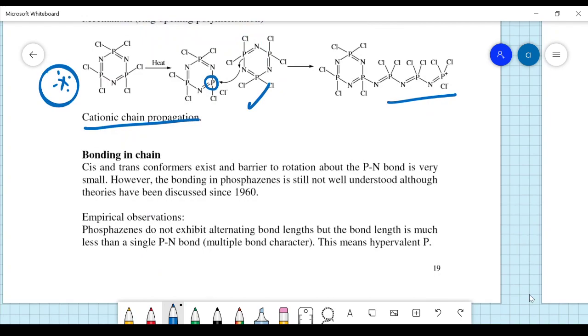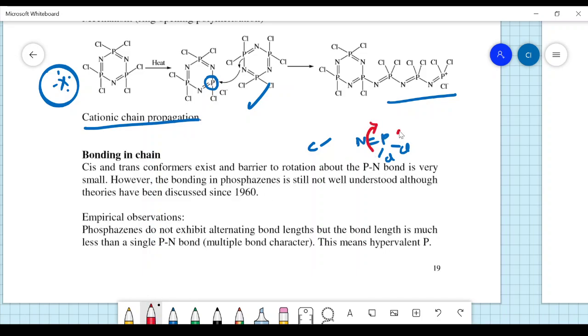Okay, so what is the bonding? Cis and trans compounds exist, and the barrier to rotation about the PN bond is very small. What is meant by this barrier to rotation? Suppose we have this C double bond, N double bond P, and then two Cl atoms up there. So there is a possibility that this P double bond can be rotated over.